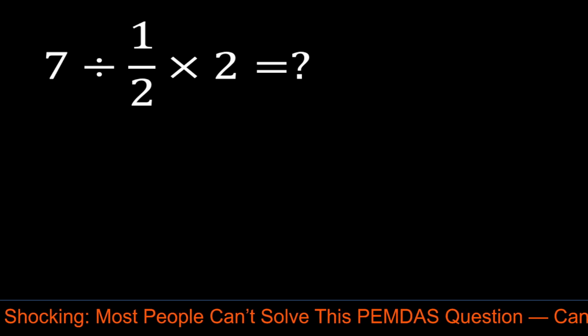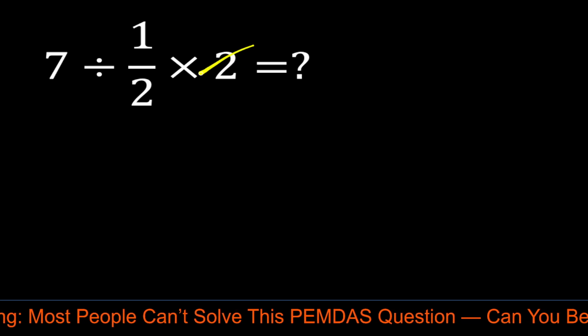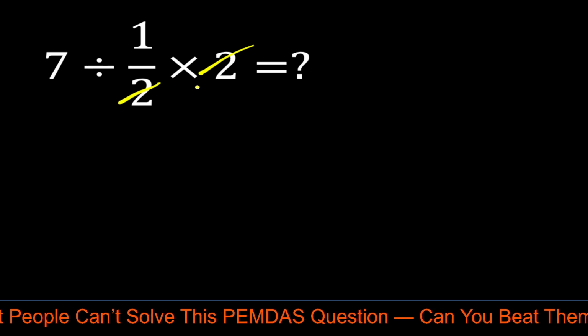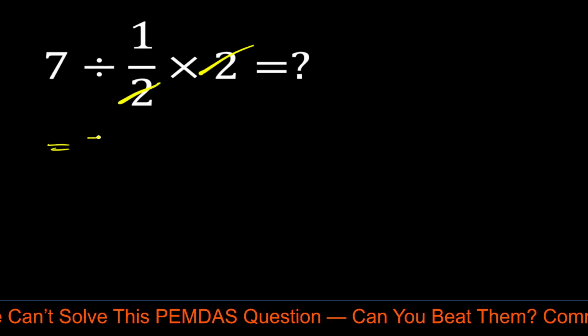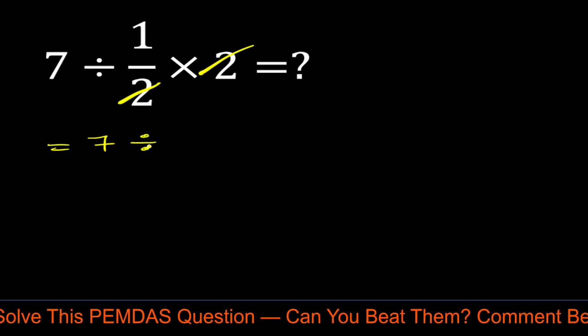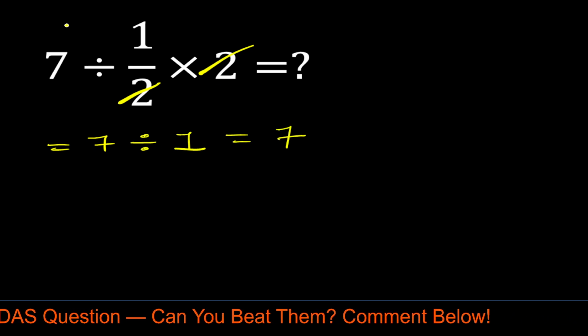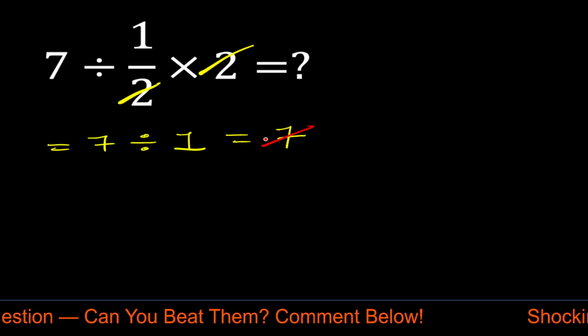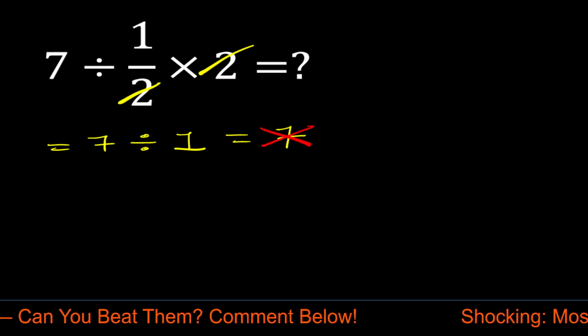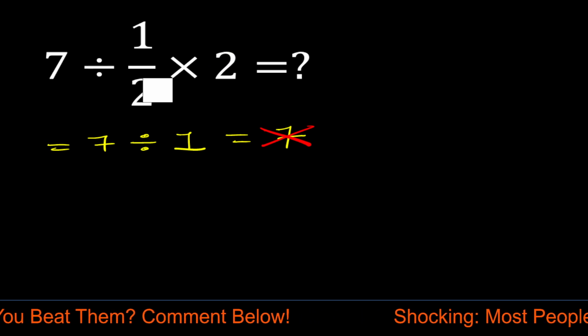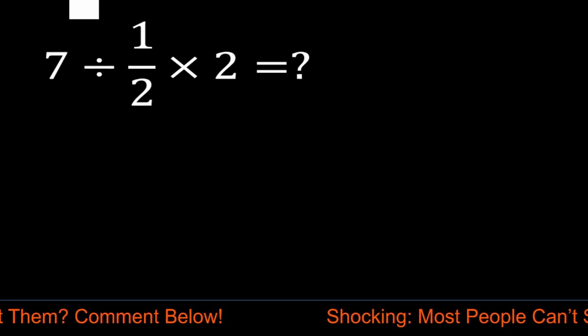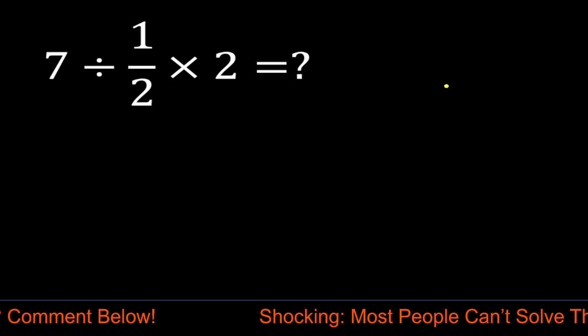So most people solve this question like cancel this 2 by 2. So now 7 divided by 1. So 7 divided by 1 is equal to 7, right? But this answer is not correct. This answer is completely wrong. So now let's solve this problem correctly by using a PEMDAS rule, right?